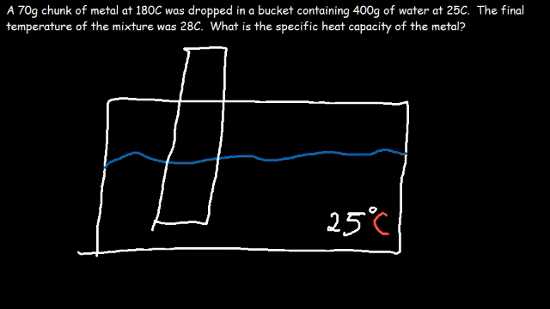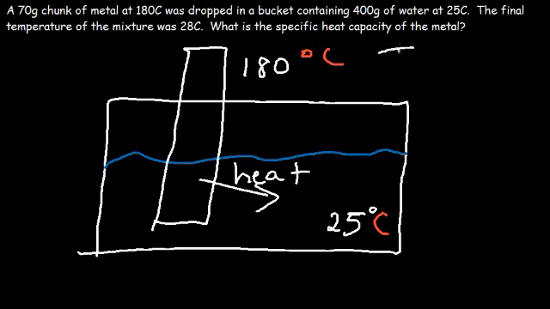And initially, the temperature of the metal is 180 degrees Celsius. Now, heat is going to flow from hot to cold. So heat is going to be transferred from the metal into the surrounding water molecules. Now, as the metal loses heat energy, the temperature is going to decrease. And as the water molecules absorb heat energy, the temperature will increase.